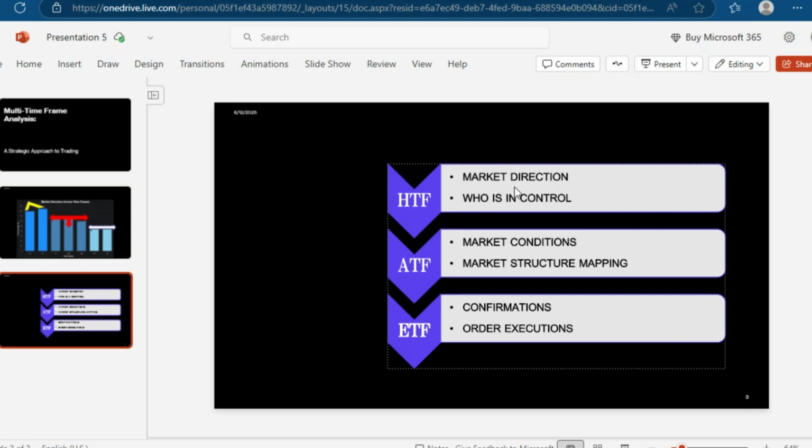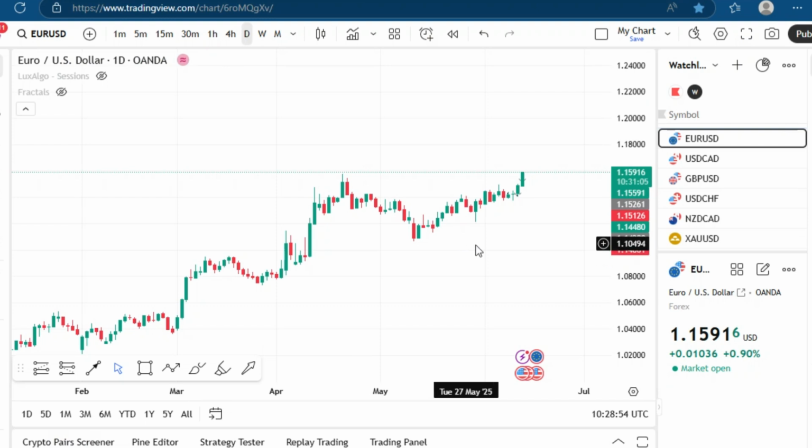For the higher time frames, this is where we get the market direction, who is in control of the market, either the buyers or the sellers. For the analysis time frame, this is where we look at market conditions and market structure mapping. And for the entry time frames, this is where we confirm and then execute our orders. Make sure you put that into mind before we get into the chart.